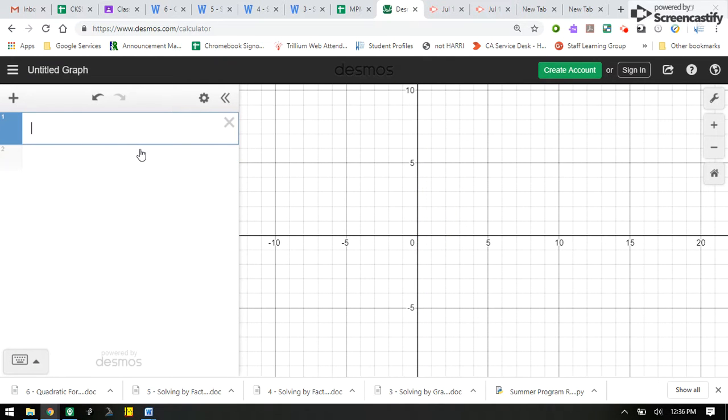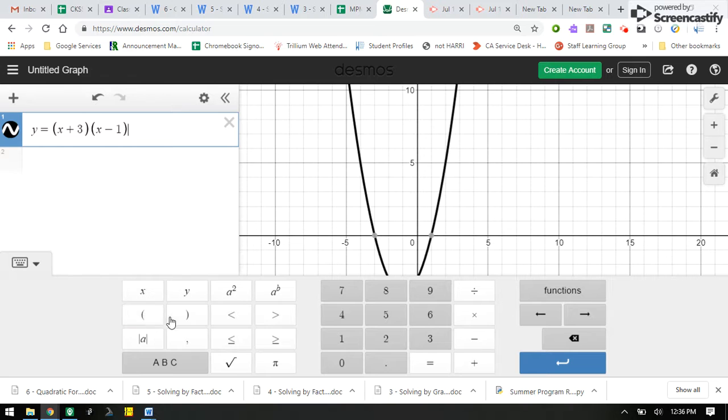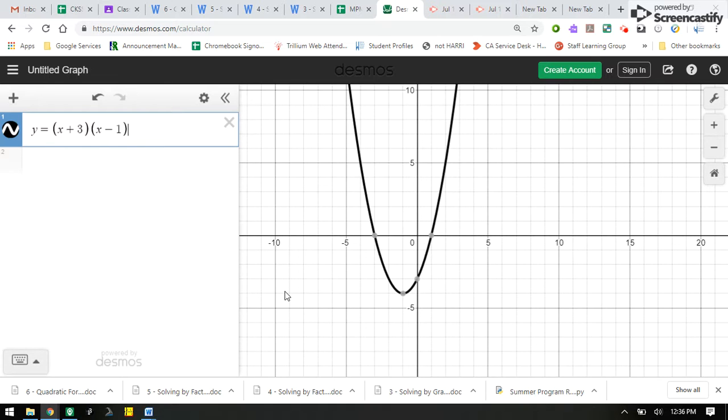There it is. Okay, so again, we're going to do y equals, open a bracket, and we've got x plus 3, close that bracket, open a new one, x minus 1. On the keyboard, obviously, it's a little easier. If you're on a mobile device, you'll have to use the keypad for all the brackets and the equals and the squareds. And oh, no squareds in this one, so you're in luck. Okay, there's our graph. Wonderful.